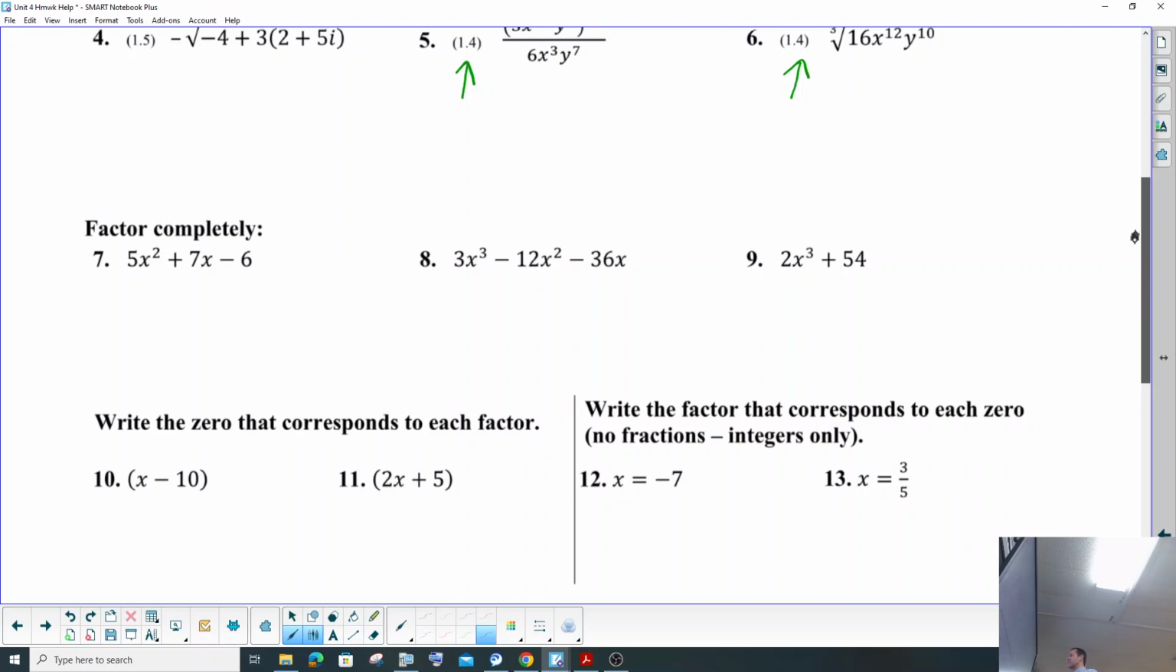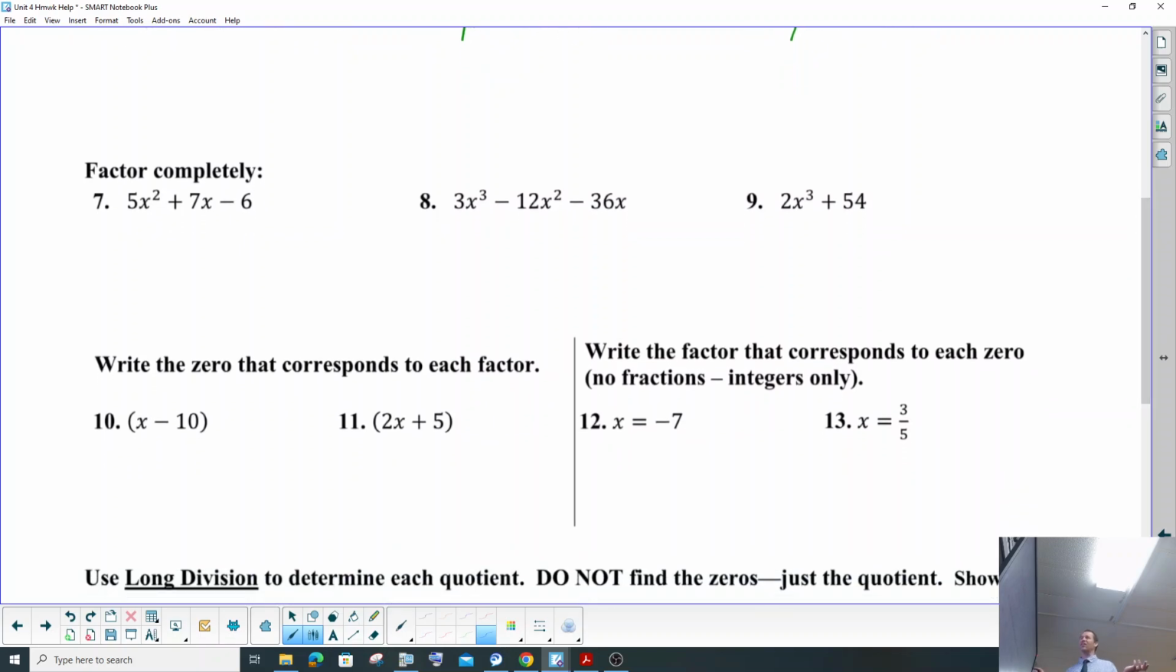Let me see here. So factoring. Don't forget how to factor. Factors of 5 are 5x and x. Factors of 6 are 2 and 3. I'm thinking maybe if we put a 2 there, because 2 times 5 is 10, and then put a 3 here, that'll give us 7. So we have a positive 10x with a negative 3x, and that'll give us positive 7x.